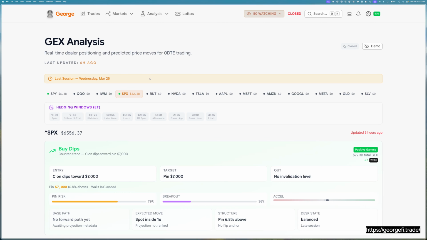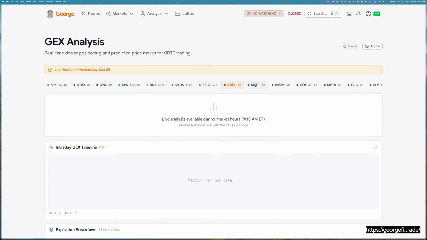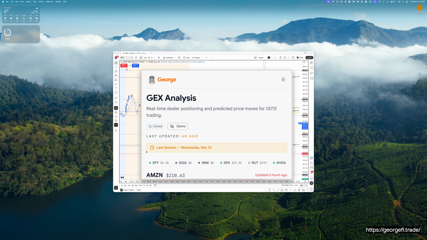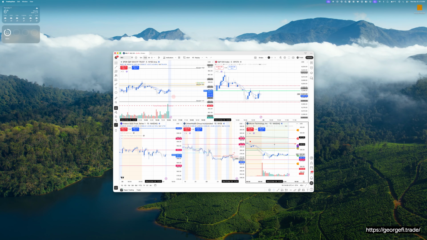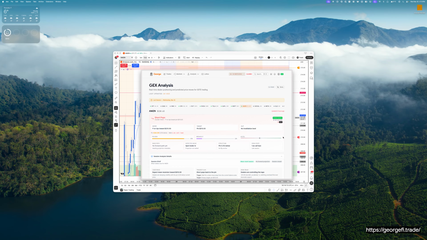And we also have gamma exposure for tickers, like NVIDIA, Tesla, Apple, Microsoft, others. And again, this data comes in during market hours. So Amazon, bearish bias, short the pops. Let's go look at the chart. I'm going to pull up the Amazon chart. Amazon right here.